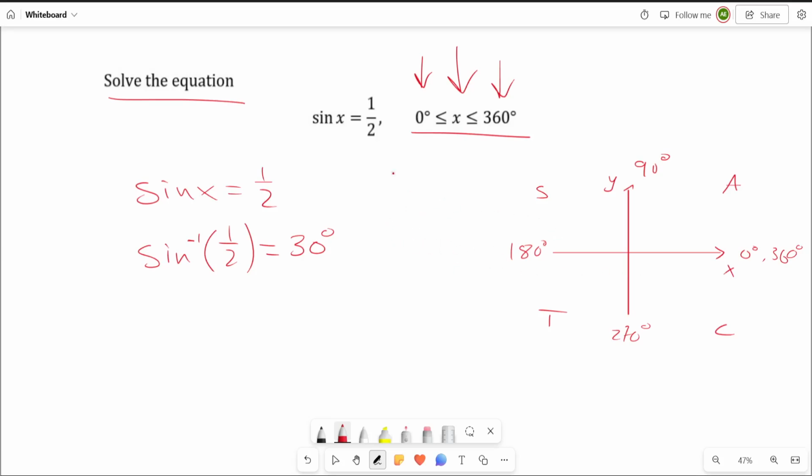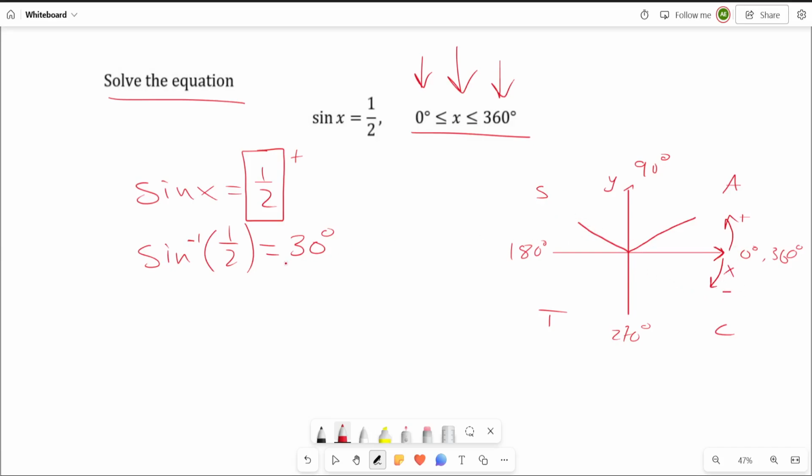From here, the next step is to look at my answer. I want my answer to be positive, so I want sine of something to give me a positive answer. So I know that sine is positive in the all quadrant and in the sine quadrant. So I will draw my two lines in those quadrants. And I'm going to start from the positive x direction, going anti-clockwise as positive and clockwise as negative.